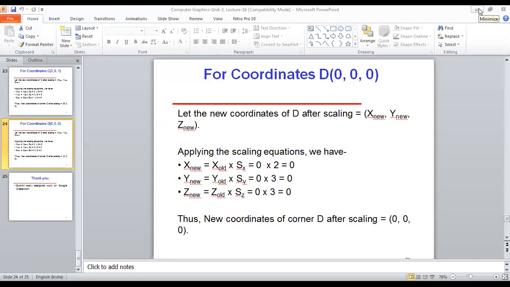If you have any problem, then you can ask. If you have any query till now in Unit 3, please ask.